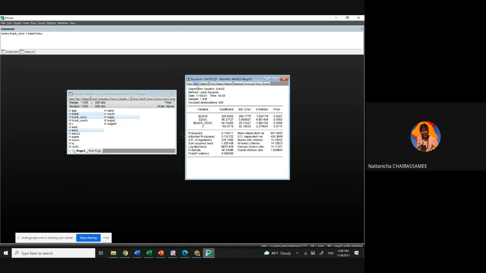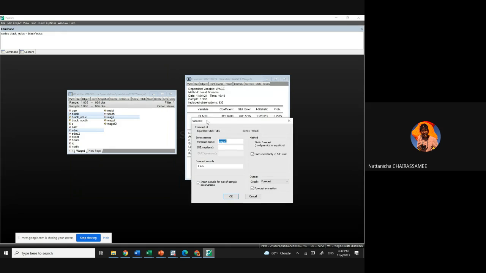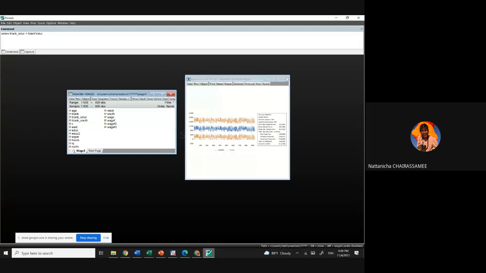And again, I'm going to just forecast wage. Just use forecast again. Just go to proc and then use forecast. And then I'm going to name it as wage F3. Click OK. And just repeat the same steps. I would like to plot a graph between education and wage.